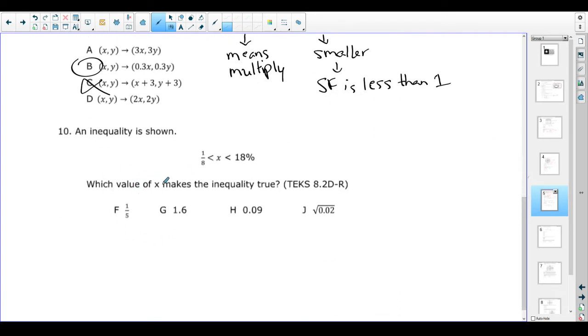Number 10. Which value of x makes the inequality true? So I want to make both of these decimals. So 1/8 is 0.12, 0.13. 18%, remember we said move the decimal 2 places, gives us 0.18. So we want the decimal between 0.12 and 0.18. Which is it? So 1/5 is 0.2.